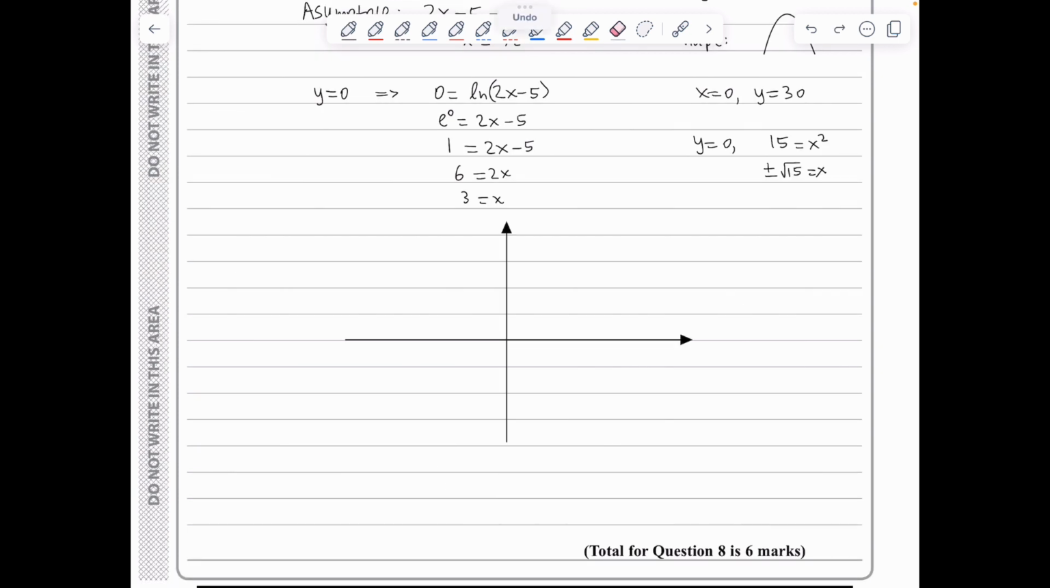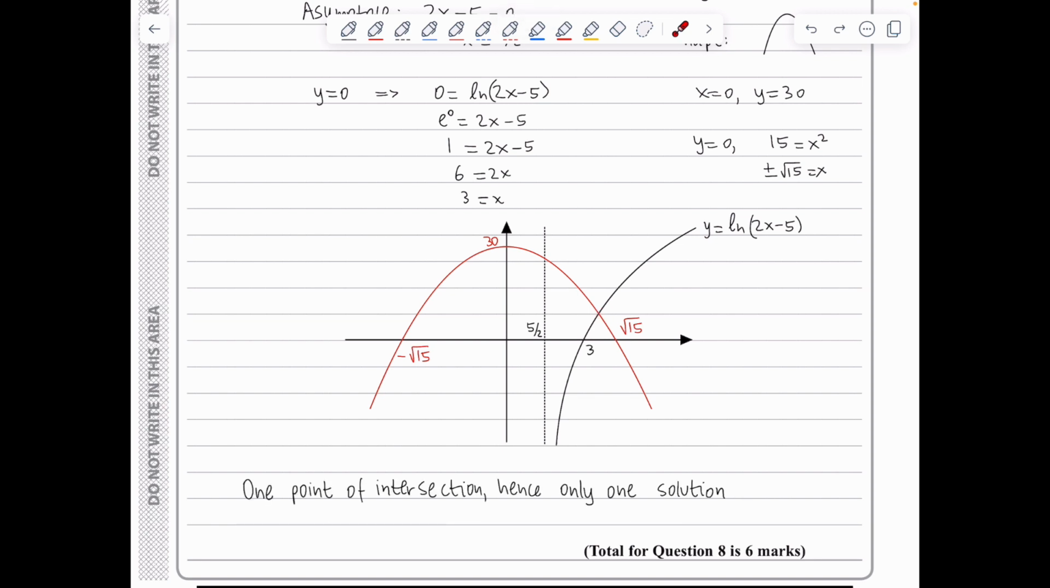So we've got the pair of axes here. We have the asymptote at 5 over 2, and the ln of 2x minus 5 cuts the x-axis at 3. And on the other hand, we've got the parabola cutting the x-axis at minus root 15 and root 15, and the y-axis at 30. We notice that there is a single point of intersection over here, and therefore we conclude that there is only one solution to f of x is 0.